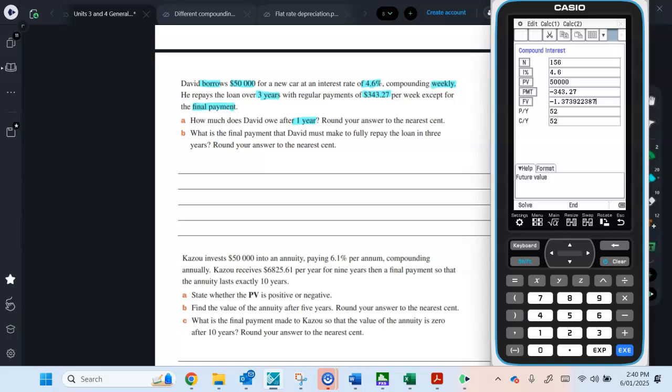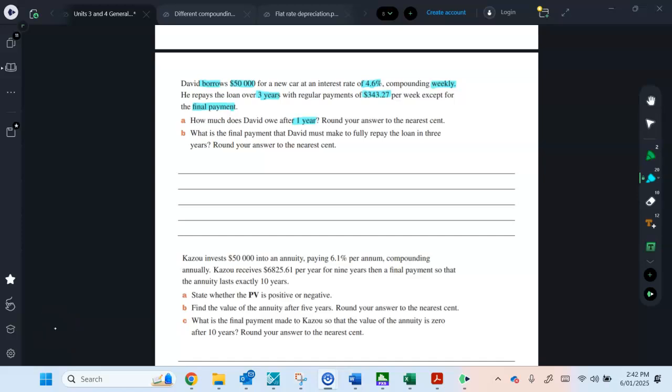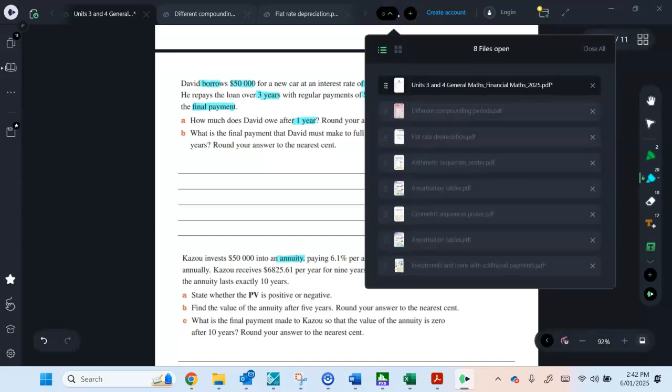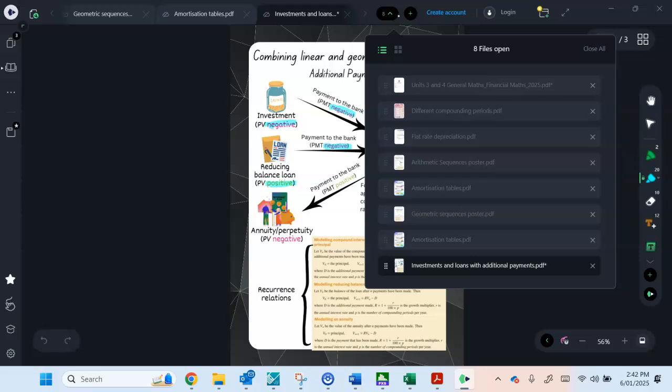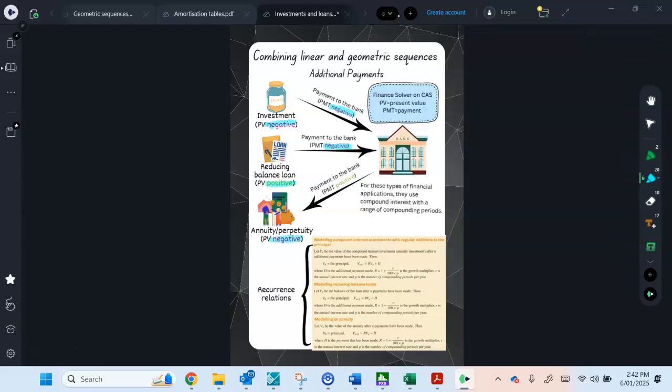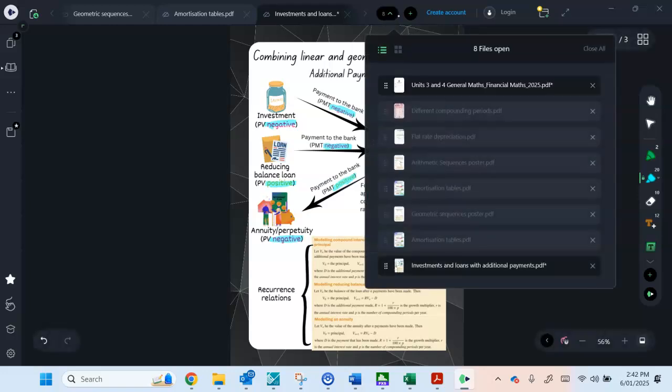Moving along. Kazoo invests $50,000 into an annuity, paying 6.1% per annum, compounding annually. Kazoo receives $6,825.61 per year for 9 years and then a final payment, so the annuity lasts exactly 10 years. State whether the PV is positive or negative. Remember, with an annuity, it is a type of investment, so it is money going to the bank, but if you're unsure, remember it says here. The annuity is negative, but the payments you receive are positive because they're coming back to you. Let's go back on here.